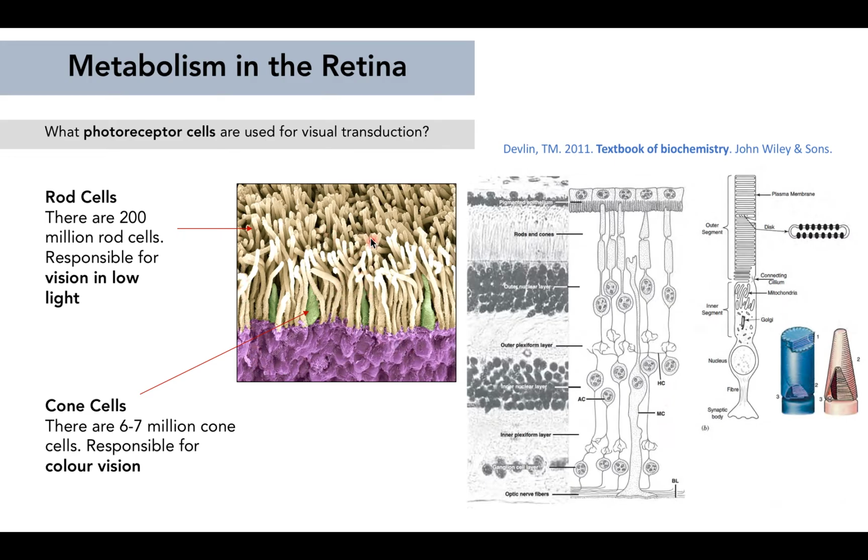So in regards to rod cells, there are around 200 million rod cells in our retina, and cone cells are much smaller in amount relative to the rod cells. There are only 6 to 7 million cone cells in humans, and rod cells are responsible for vision in low light, while cone cells are responsible for color vision. So this is a very nice electron microscopy of the rod and cone cells. As you can see, there are so many more rod cells compared to the green cone cells.